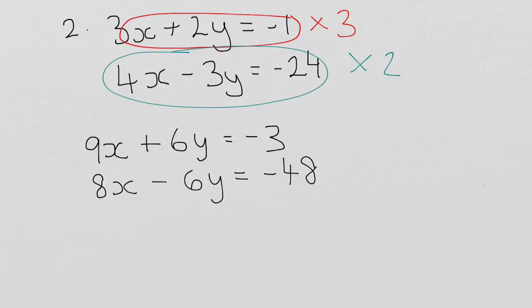We can just do equation 1 subtract equation 2. You'll notice the 6y minus 6y cancels out, so then you get 9 add 8x equal to negative 3 minus 48, and then you should be able to solve for x. Once you've got your value of x, you can then put that value into one of your equations and solve for y.